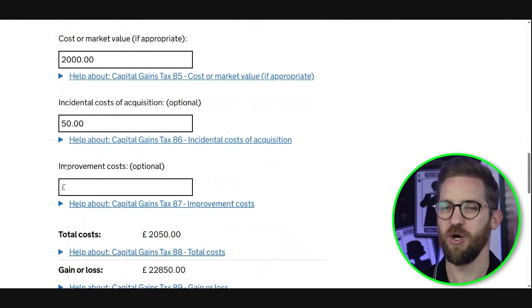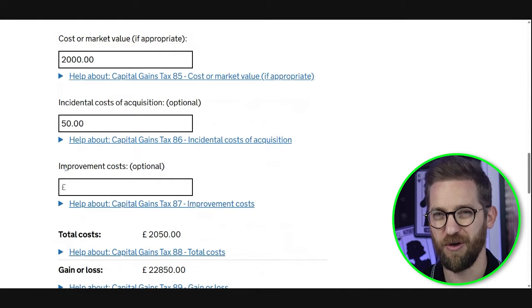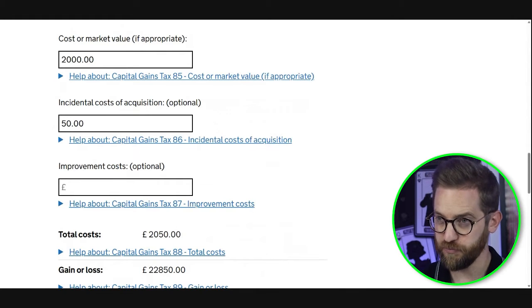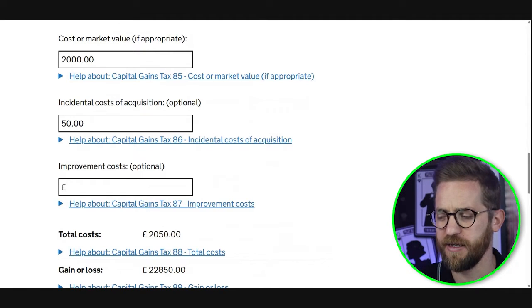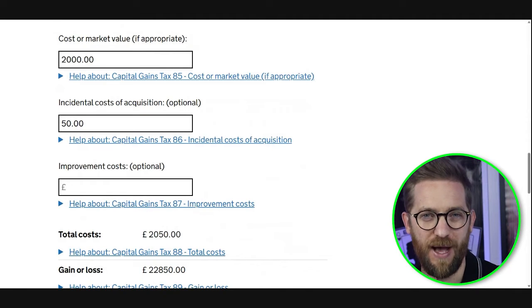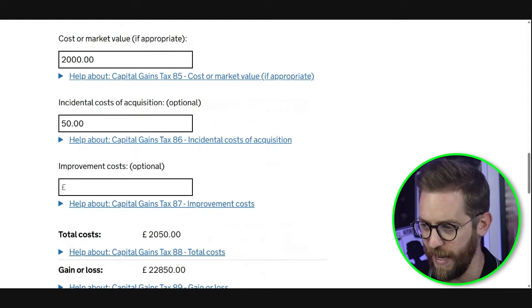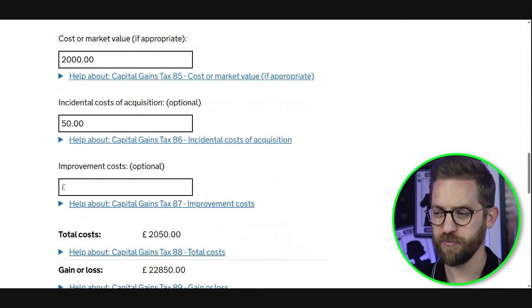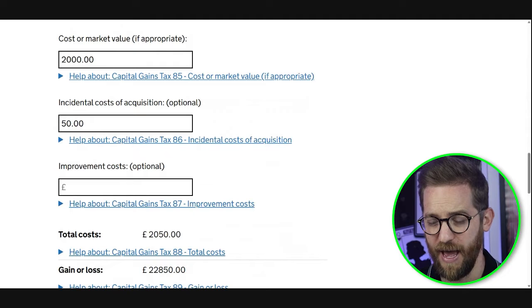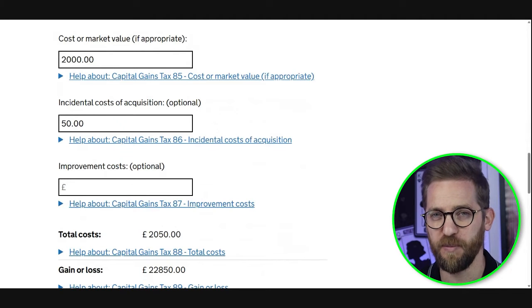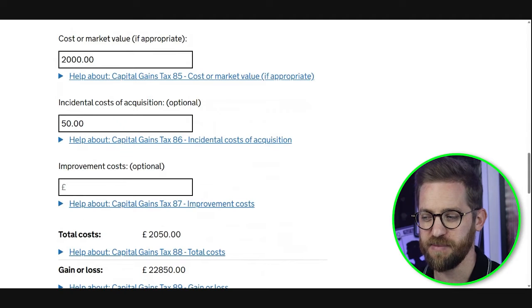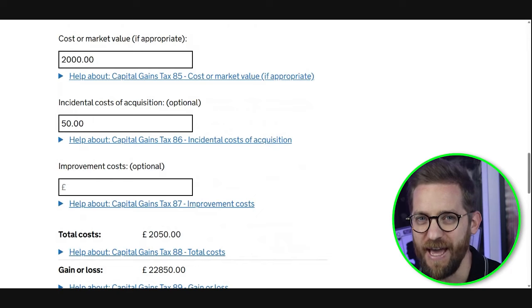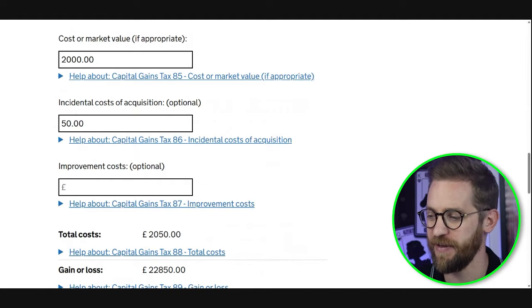Improvement costs. So the best example for improvement costs, probably on a house. If you purchase a second house, Airbnb or a rental property, that kind of thing, that's normally a chargeable asset and falls under capital gains when you dispose of it. If you've done an extension on that house, potentially that's an improvement cost. Providing that extension is still in place at the time you come to dispose of the asset, then you may be able to include that here. With shares, it's very unlikely that you would actually have any.